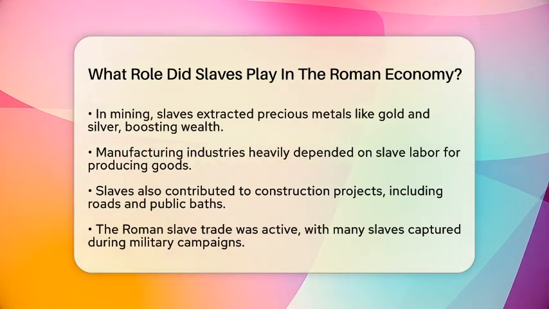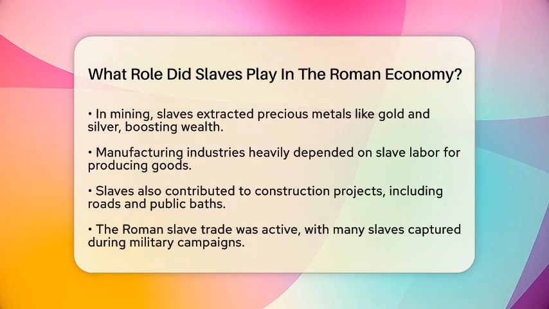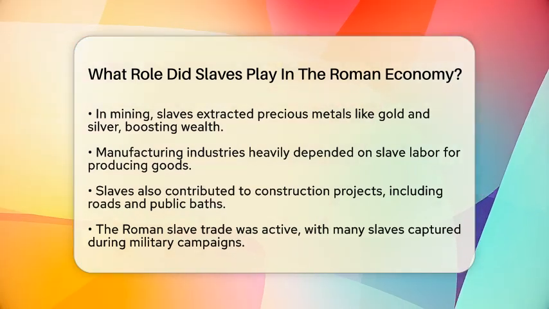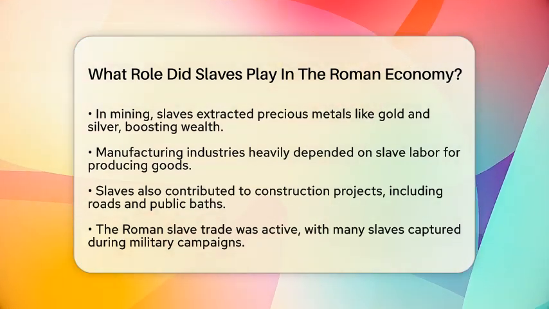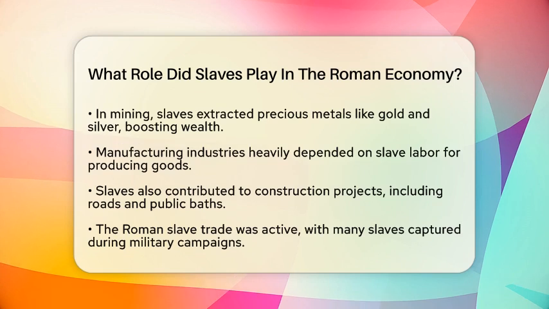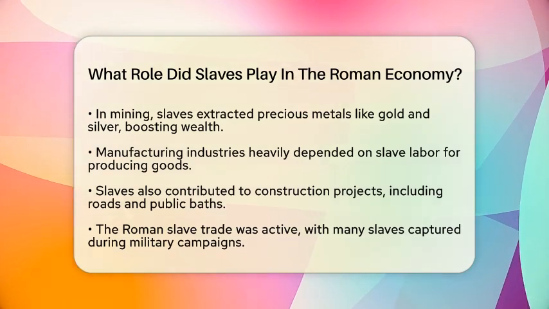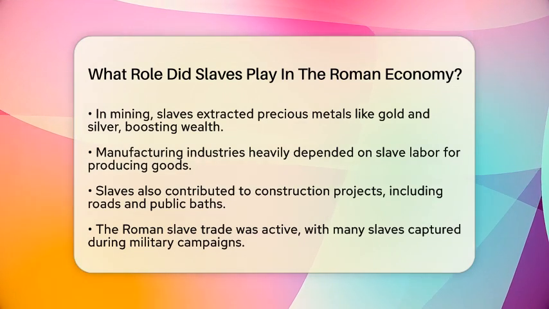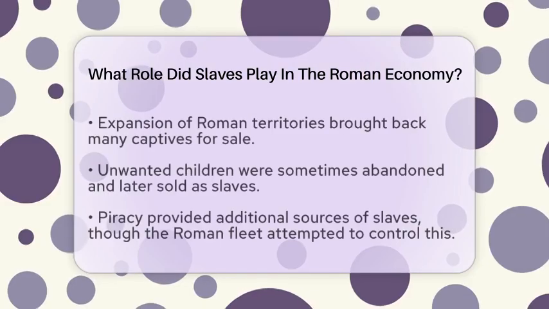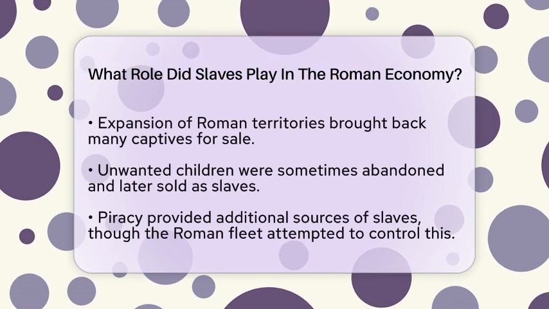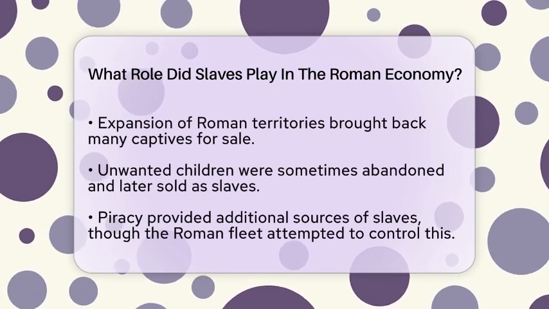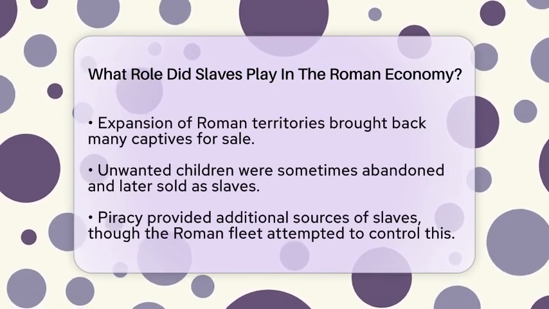The Roman slave trade was quite active. Many slaves were captured during military campaigns and sold in bustling markets. When Rome expanded its territories, they brought back large numbers of captives. Additionally, unwanted children were sometimes abandoned and later picked up by slave traders. Piracy also provided a source of slaves, although the Roman fleet made efforts to control this practice.